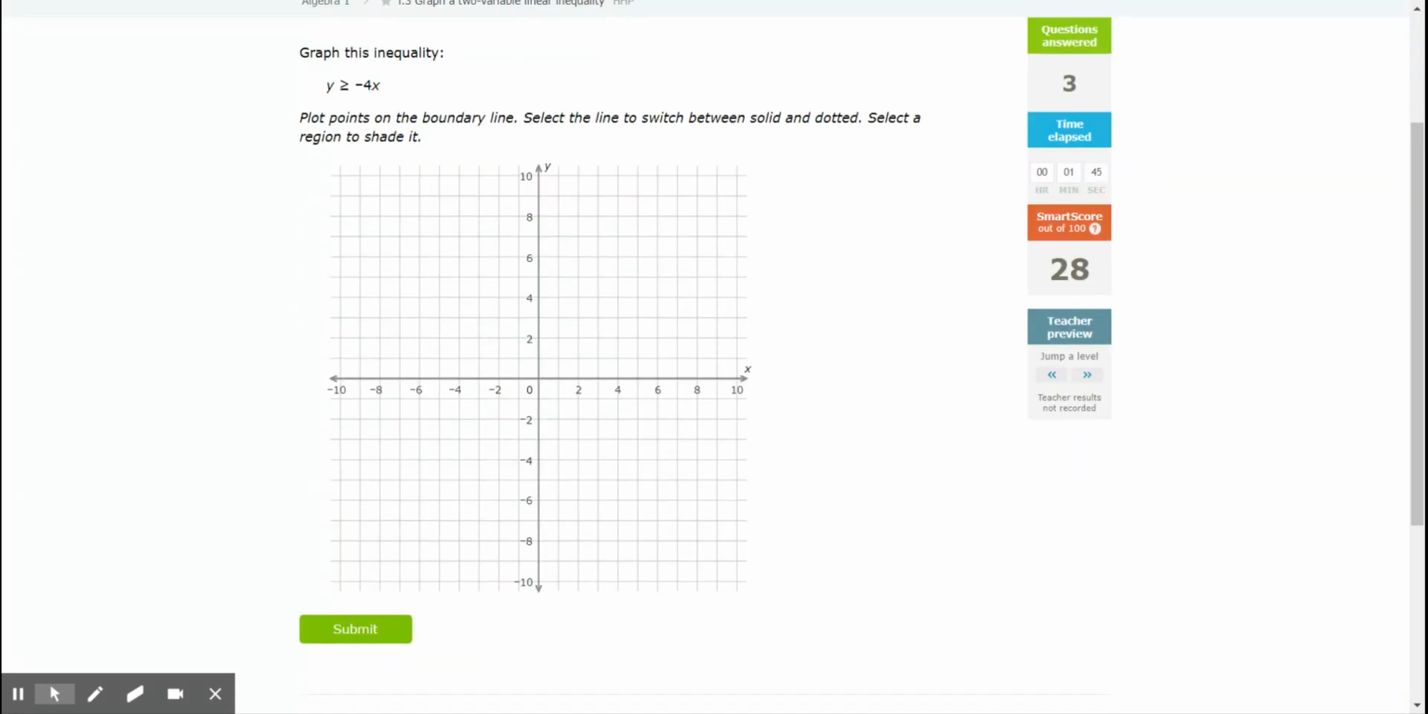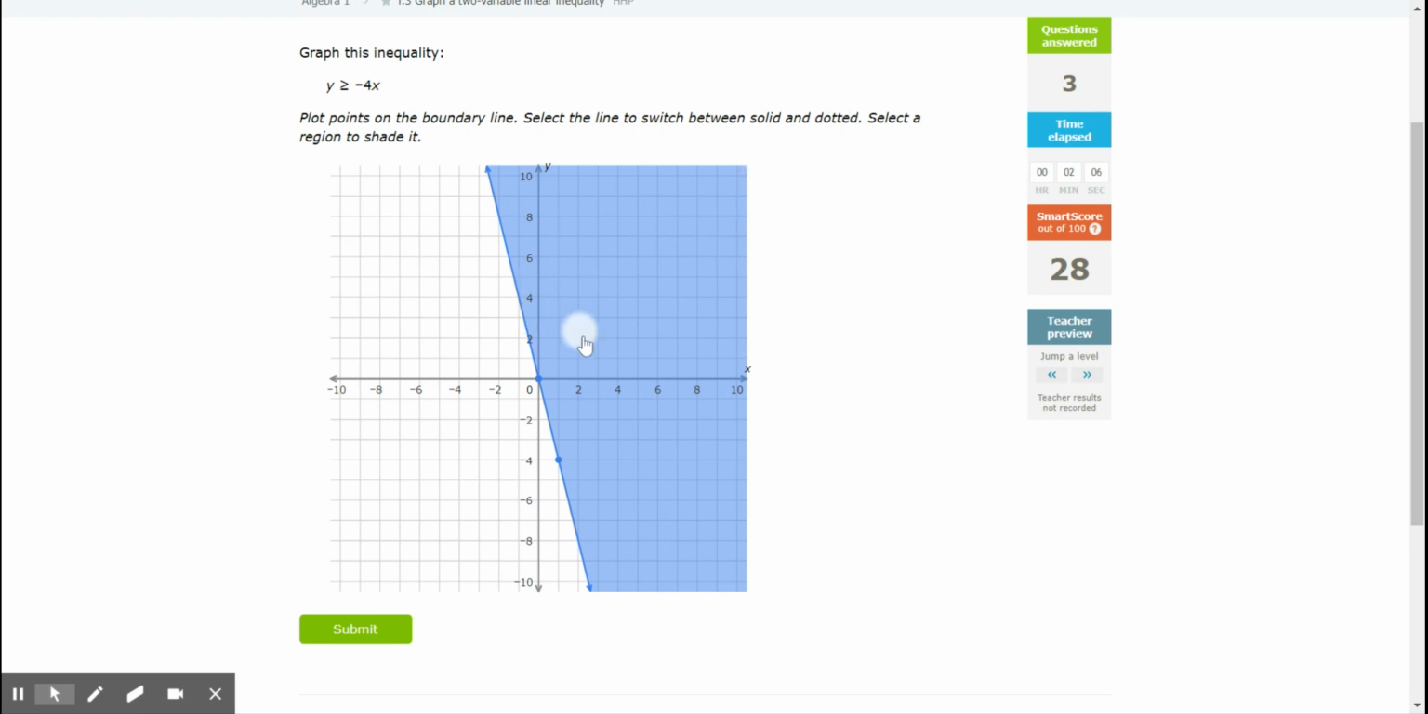The next one is the same thing with the missing b value here. So we're going to go ahead and start that at 0, 0. And this slope is down 4 over +1. This should be a solid line because there's a line underneath the inequality symbol. And this is a greater than or equal to. So again, we're going to choose to shade above the line.